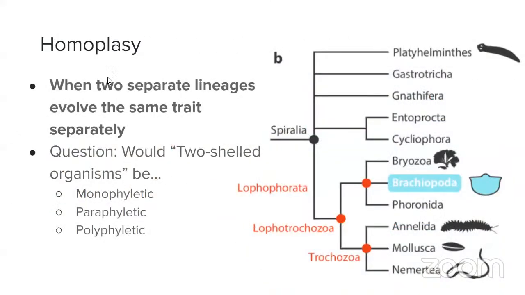So this is an example of one of our phylogenetic terms that we haven't talked about in a little bit. So convergent evolution, it's basically the same thing as this word homoplasy. Right, so homoplasy is when we have two separate evolutionary lineages evolving the same trait. Right, so here we have our brachiopods highlighted. Okay, so we can see a split over here with our brachiopods, right?